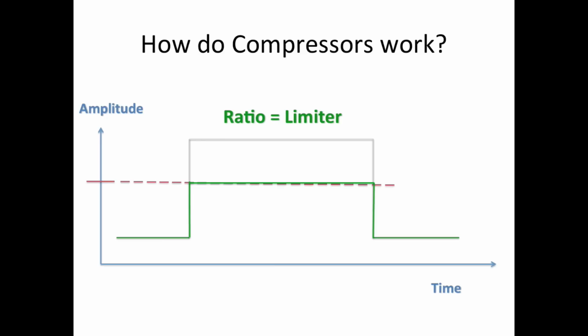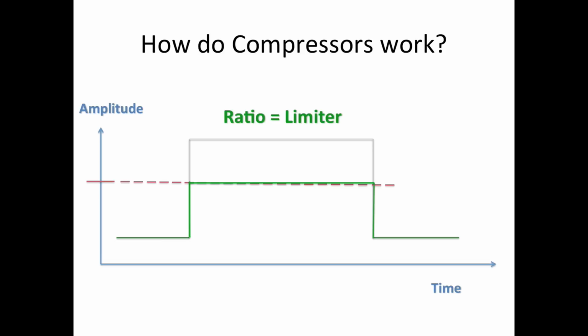Then you can go all the way over to limiting, which is a very high ratio. Maybe in some cases it's listed as 10 to 1, or it can also be listed as infinity to 1, where basically none of the signal that goes above the threshold is going to be any louder than the threshold. So it basically sets the level and says the output cannot be above the threshold.